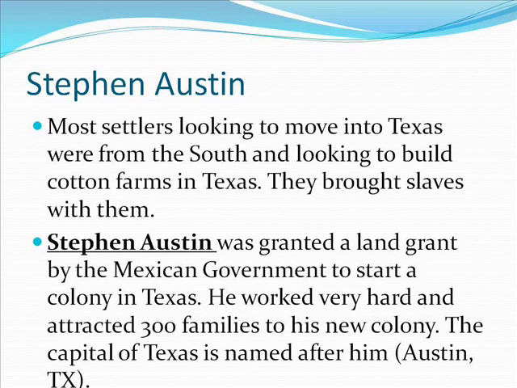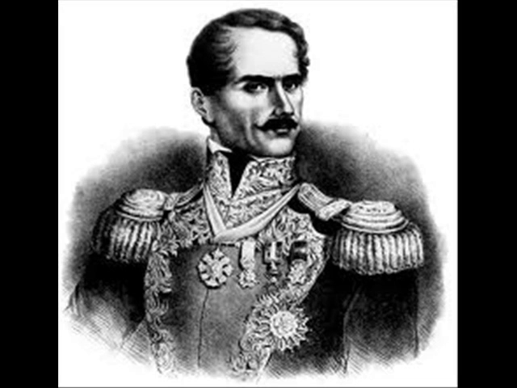One of the Americans who brought in a lot of settlers into Texas was named Stephen Austin. The capital of Texas is named after him now, Austin, Texas. Austin was granted a land grant by the Mexican government, and he was allowed to bring in American settlers into Texas. Austin worked very hard, and he ended up attracting about 300 families into his new colony. So Austin packs up 300 families in wagons, most of whom, again, were looking to begin cotton fields in Texas. And they move in and begin an American colony in Mexican territory in Texas.